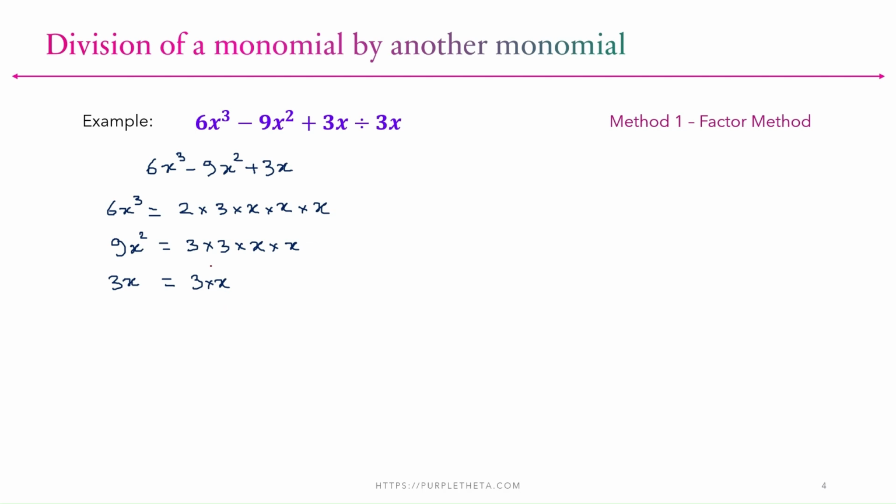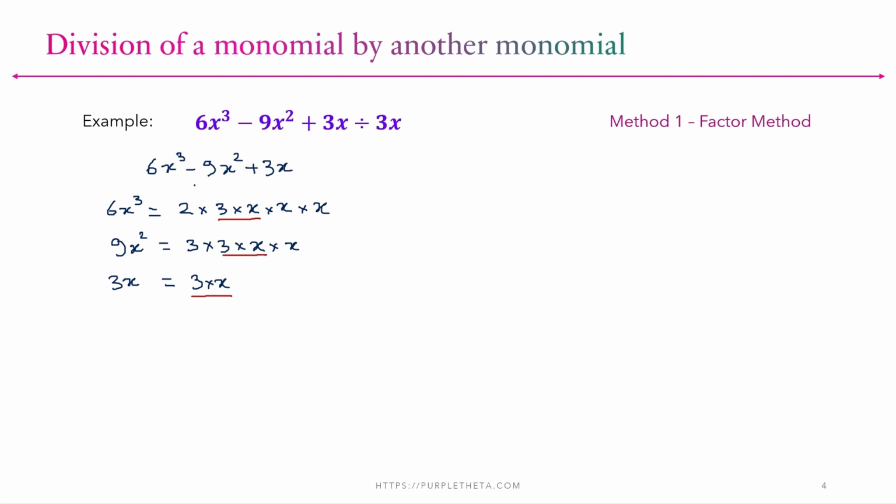Now notice here that 3 multiplied by x is common in each term, right? In first term we have 3 multiplied by x, in second term as well we have 3 multiplied by x, and in the third term we have 3 multiplied by x. So this is common in all three terms. So we separate 3 multiplied by x from each term, right?